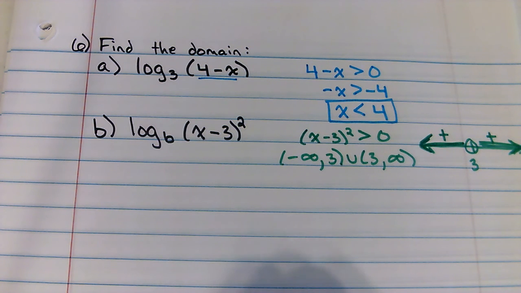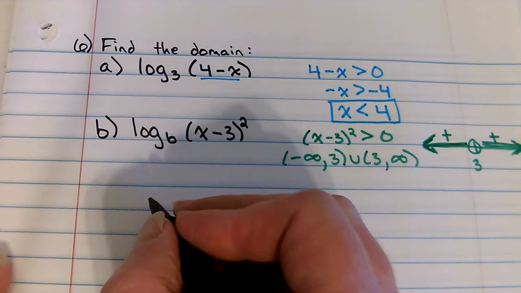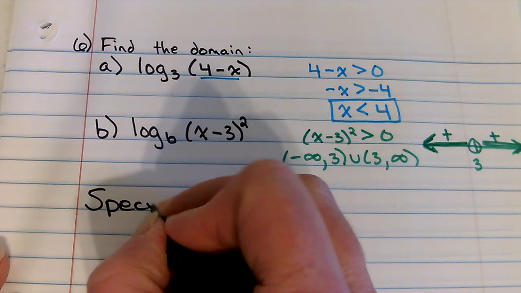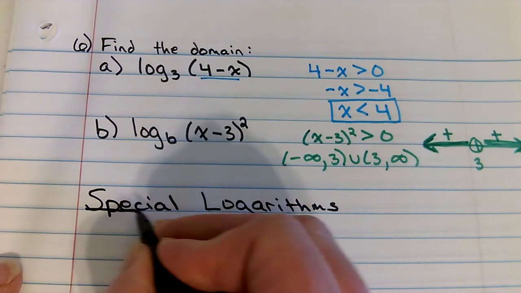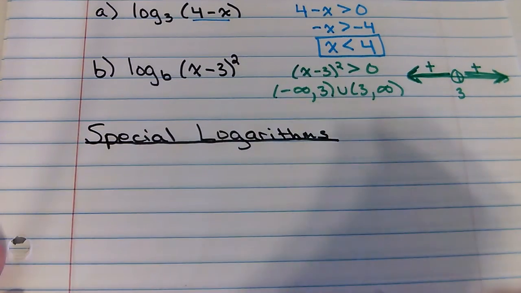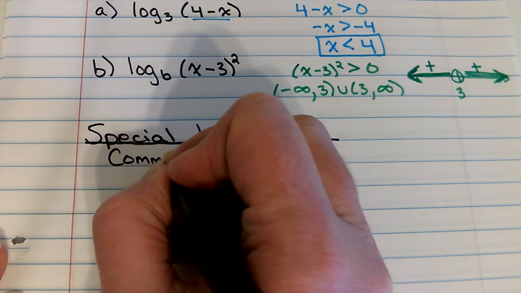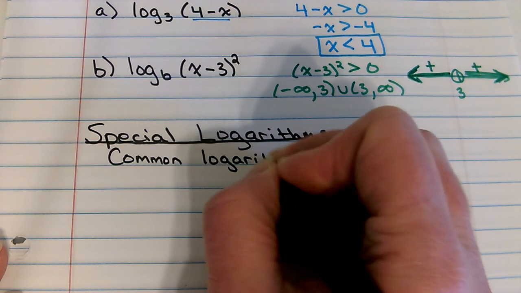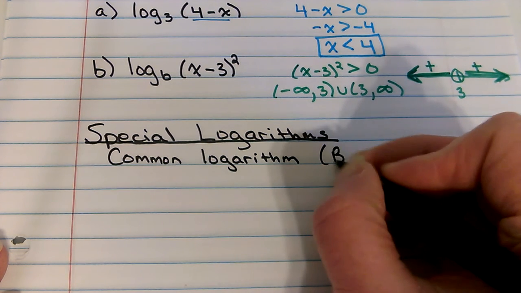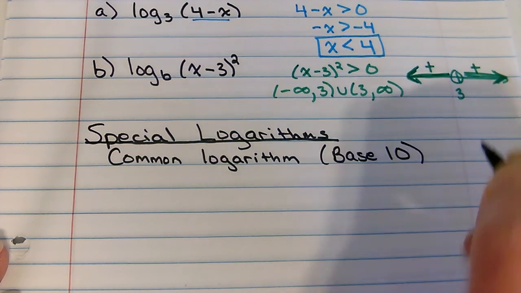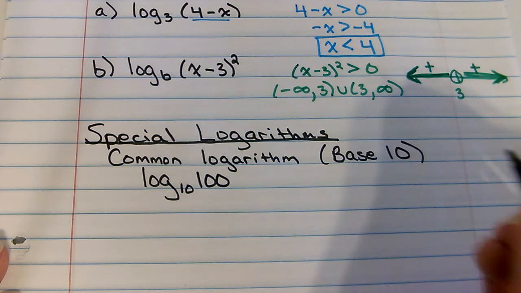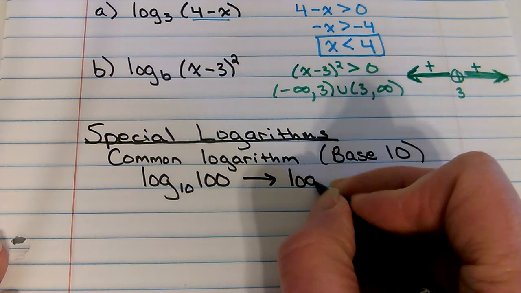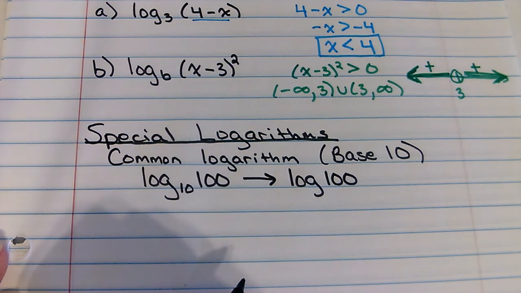Okay, the last thing that I want to talk about is just a couple of special logarithms. And these are so special that they get their own buttons on the calculator. They're very, very special. The first special one is called the common logarithm. It's base 10. So instead of writing log base 10 of 100, you will see this written as log 100. No base written means base 10.